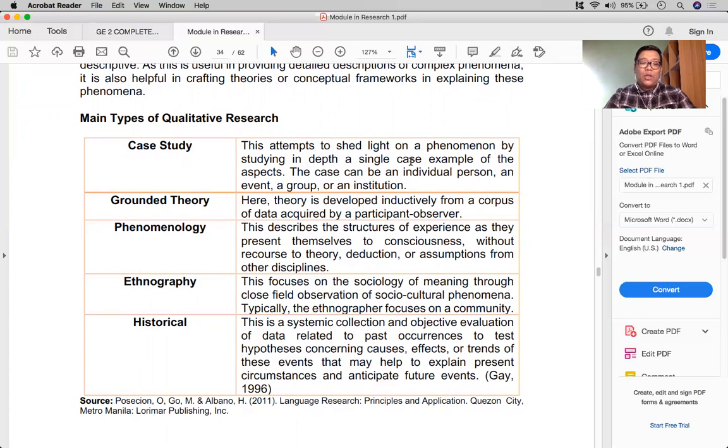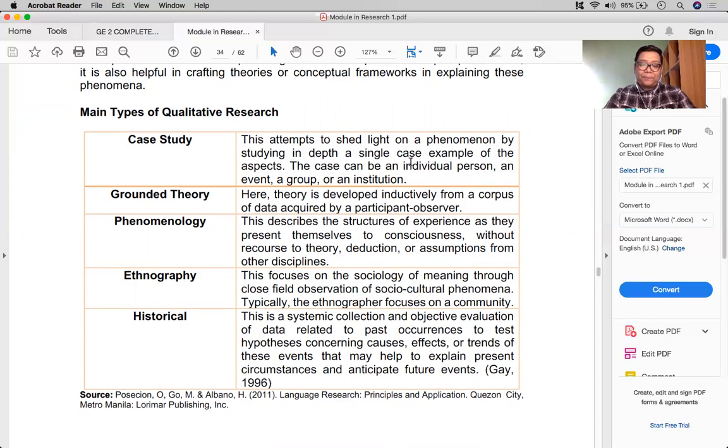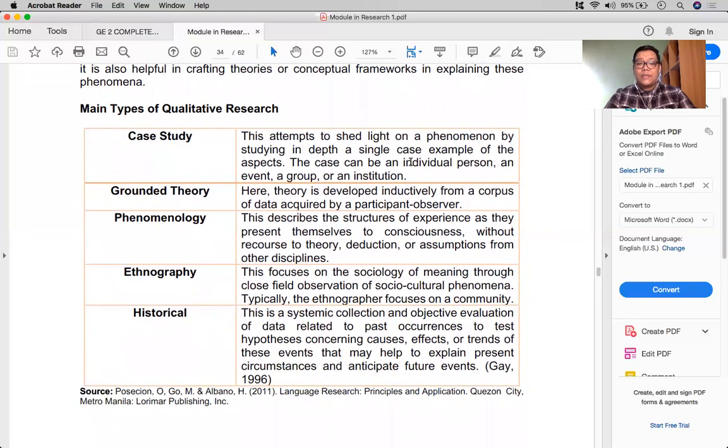Third one is phenomenology. Now, if you're into studying the experiences of people, understanding their triumphs, their victories, their challenges, phenomenology is the most appropriate design of qualitative research. This describes the structures of experience as they present themselves to consciousness without recourse to theory, deduction, or assumptions from other disciplines. What's also unique about phenomenology is that you get to go deeper into the experiences of your participants.